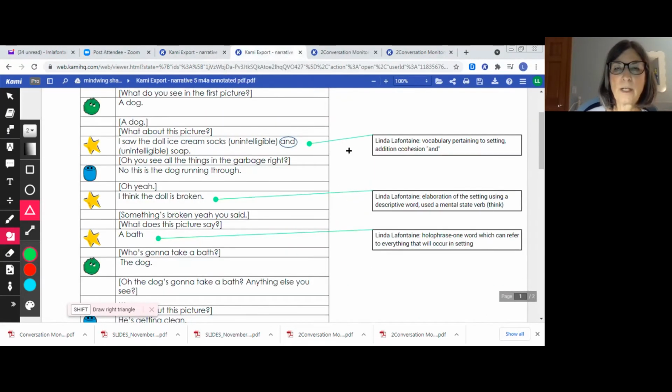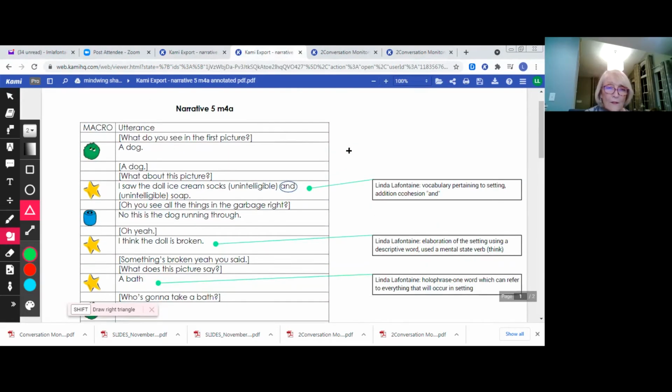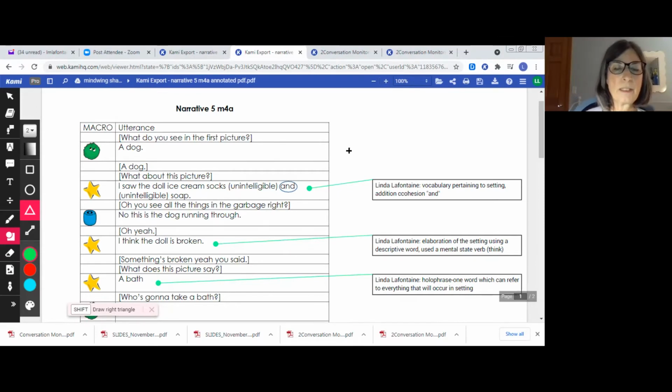Are we seeing the other child now? Yes. Okay. Again, using the same format, I turned the narrative that had been typed up as a Word document, saved it as a PDF, imported it into Cami, and then it allowed us to make the comments on it.